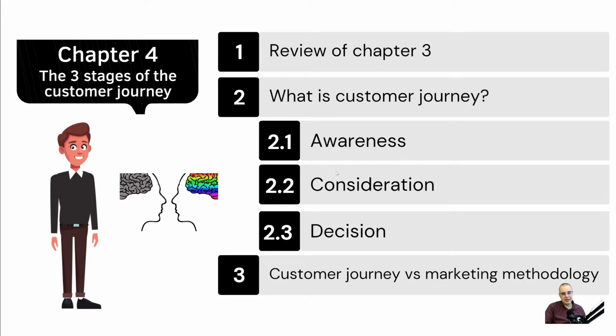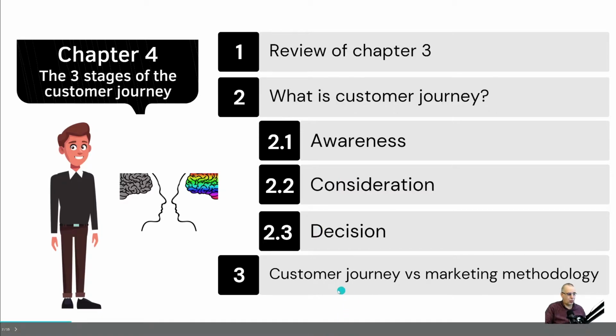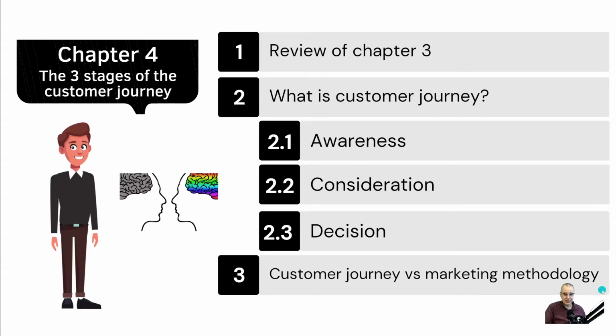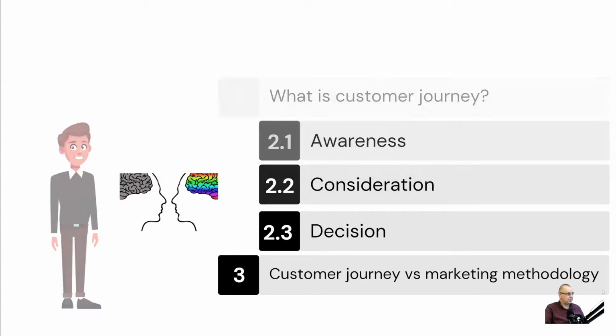And understanding that you are dealing with humans, you can somehow take advantage of that if you really understand how people behave from a perspective of emotional intelligence, when we speak about the rational versus the irrational parts of the human brain. We will conclude this chapter by seeing where the customer journey fits within the marketing methodology that we have covered in the last chapter, Chapter 3.